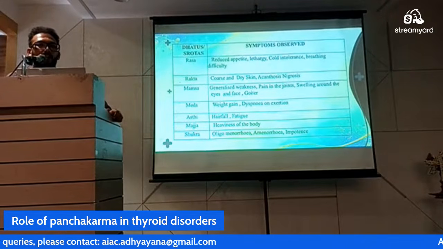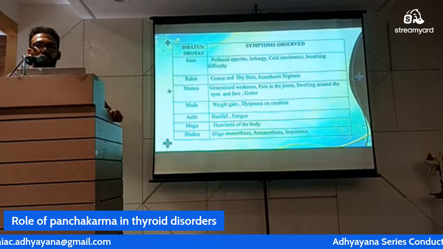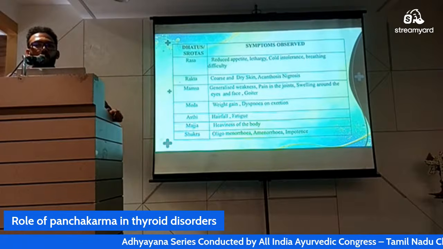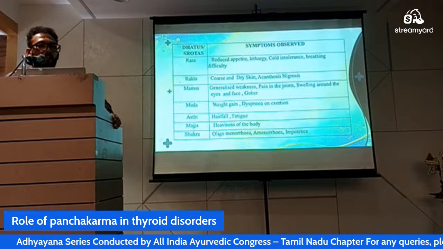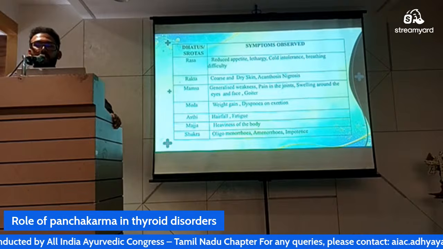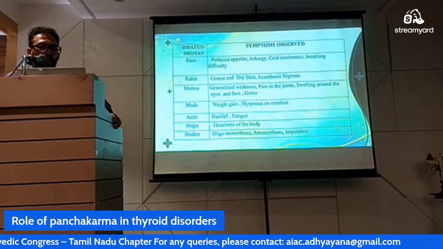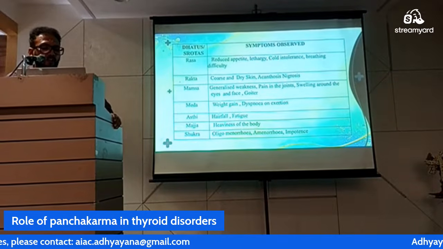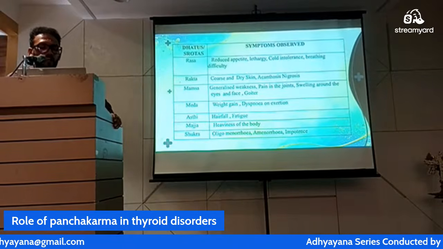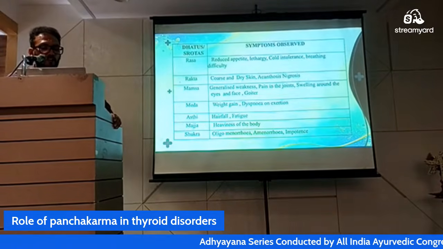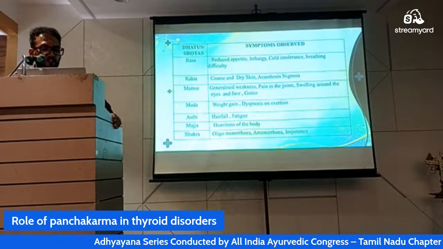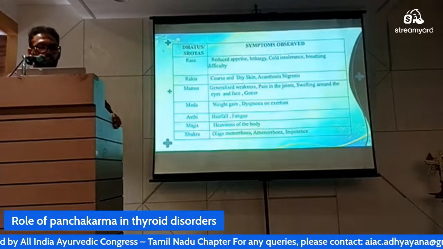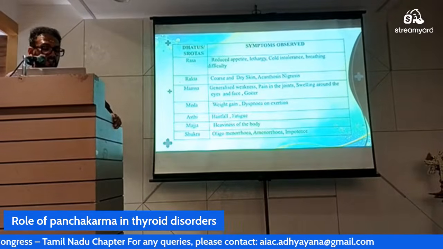Once the Dhatu Agni level is Mandya, we have Rasa, Rakta, Mamsa, Meda, Asti, Majja, Shukra. All the seven Dhatus go into Uttarottara diminution. So all the Dhatu Agni starts to diminish. Once the Dhatu is affected, when the Dosha Dushya Sammurchana happens: when it affects the Rasa Dhatu, we have reduced appetite, cold intolerance, breathing difficulty. When it affects the Rakta Dhatu, we see dry skin, acanthosis nigricans. When it affects the Mamsa Dhatu, we have generalized weakness, pain in the joints, swelling around the eyes, face, goiter. When it affects the Meda Dhatu, we have weight gain, dyspnea on exertion. In Asti Dhatu, we have hair fall.